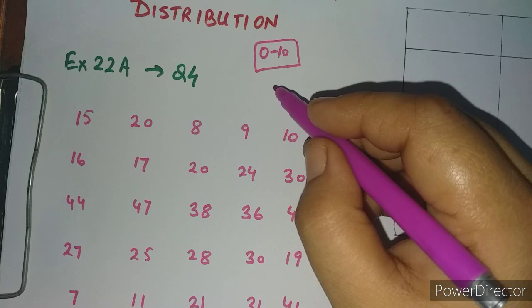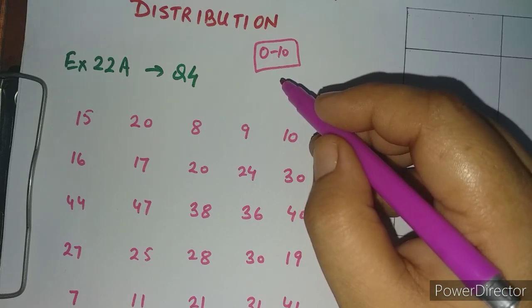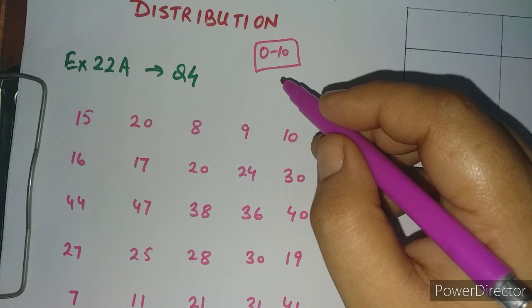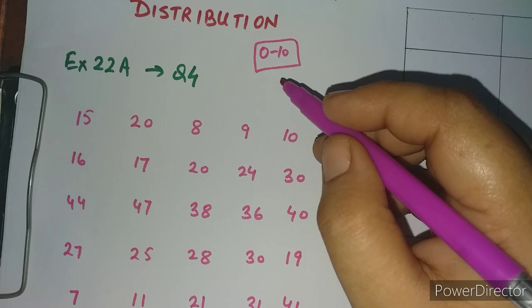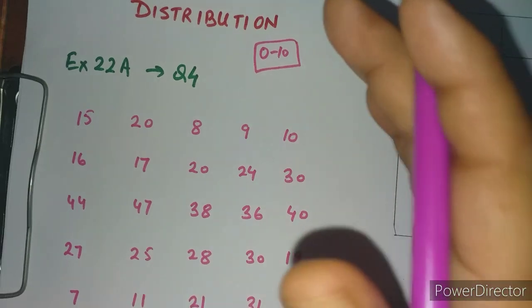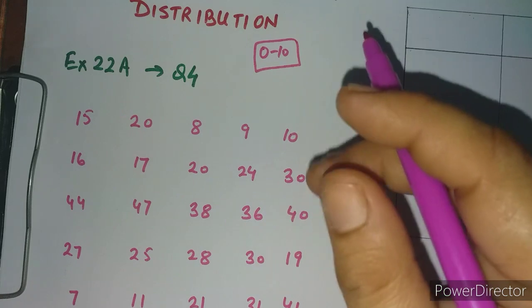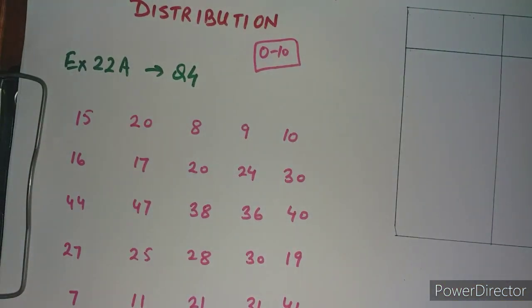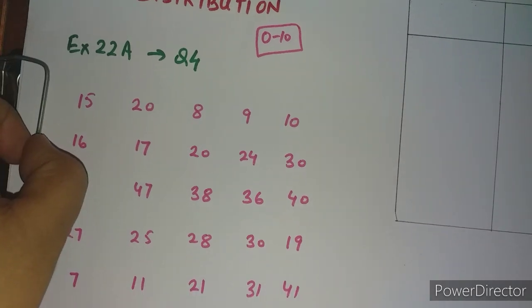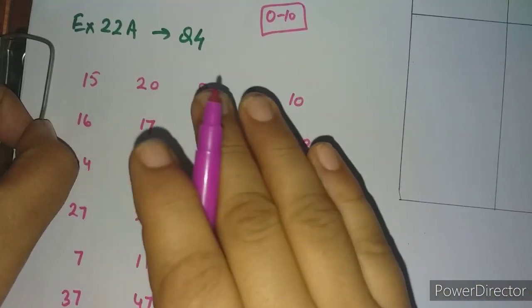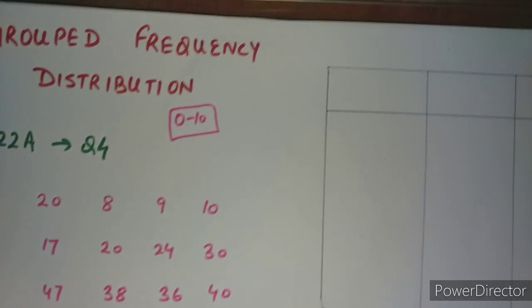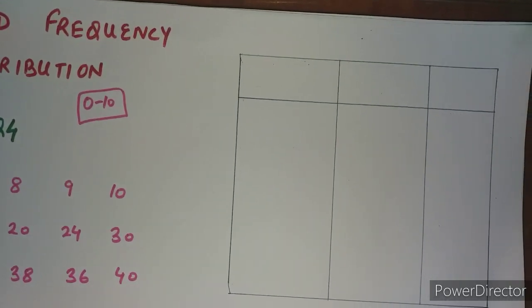The next groups will be 10 to 20, 20 to 30, 30 to 40, 40 to 50, because it is already designed that we have to go up to 50, and the marks are also given from 0 to 50 only. So we will limit ourselves within this range. Now let us start the preparation of the grouped frequency distribution table. I have kept these readings in front, and at the same place I am going to create the grouped frequency distribution table for you.